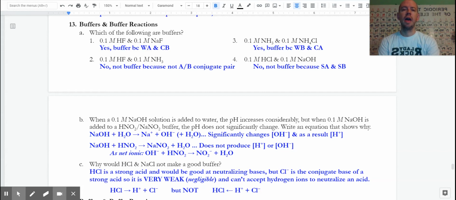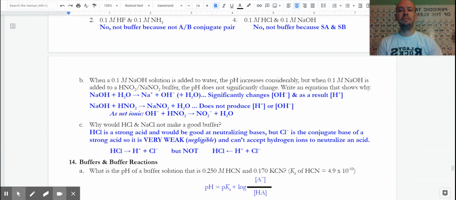Three is another one in the traditional sense. Yes, we're good to go. NH3 is our most common weak base, and NH4 plus is its conjugate acid. We are good to go. And right here, HCl and NaOH, acid and base, awesome, but we wouldn't have a buffer. Those two would just react with one another. They would neutralize each other and not be able to neutralize anything else. So anything strong can't do it. And we'll establish on some of the problems the exact why, in terms of a reaction, to practice that idea.